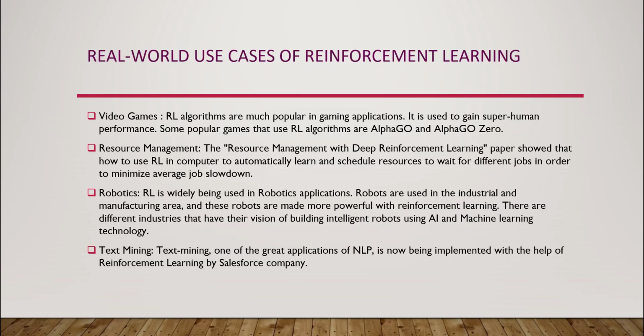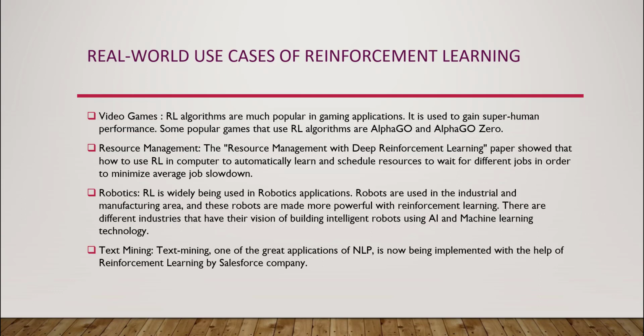So what are the practical examples of reinforcement learning? The best example is video games. Reinforcement learning algorithms are very popular in gaming applications. It is used to gain superhuman performance. Some popular games that use reinforcement learning are AlphaGo and AlphaGo Zero.